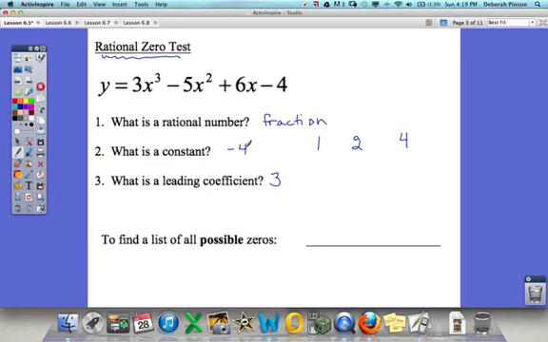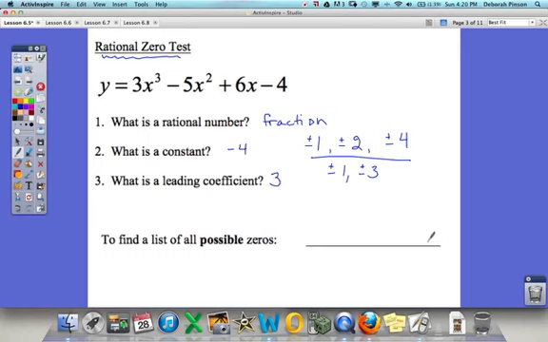Now I need a negative 4, so I think I need to put plus or minuses in here for everything, because I could have positive 1 times a negative 4, or negative 1 times a positive 4. So I've got positives or negatives. Okay, factors of 3: 1 and 3. Again, I'm going to put plus and minuses in here because I could have negative 1 times negative 3, which would be a positive 3.